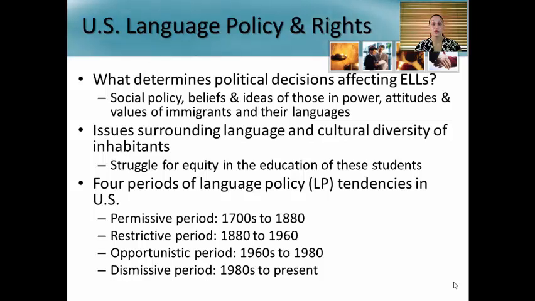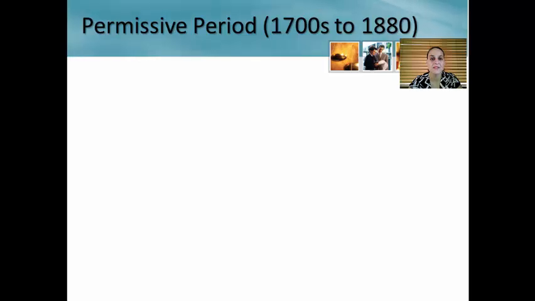Okay, so let's go over these a little bit more specifically. We start with the permissive period, which began in the 1700s and ended in the 1880s. If we think about what's going on around this time in the United States, we know that there were continuous immigration waves during this time period of people coming from all over the world, right, different areas, and it sort of changed with every decade.